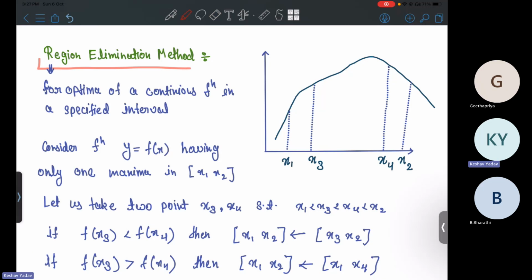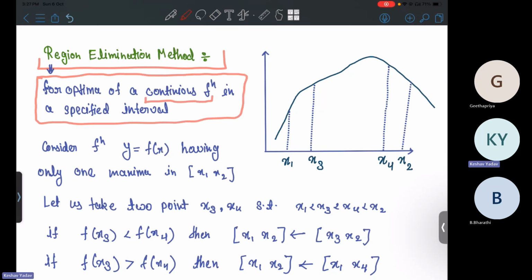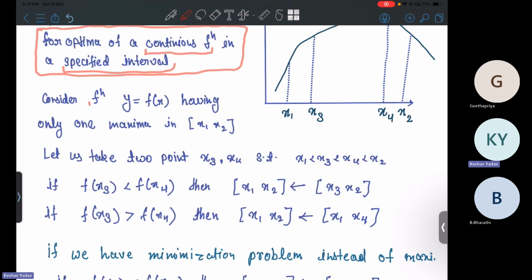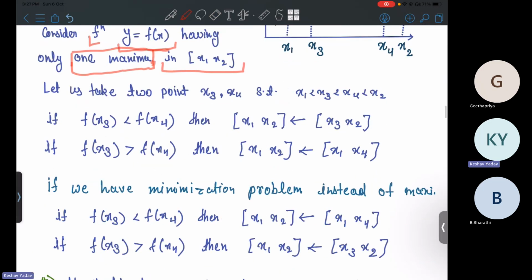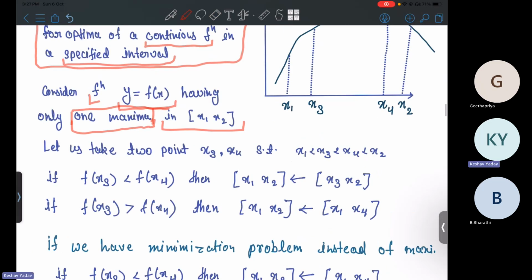Now we will see the region elimination method. This method is very useful for an optimization problem of a continuous function in a specific interval. So suppose we have a function y equal to f of x, which is having only one maxima or only one minima in the x1 and x2 interval. Now we are considering the maxima case, so what we'll do, we will decrease this interval x1 and x2.